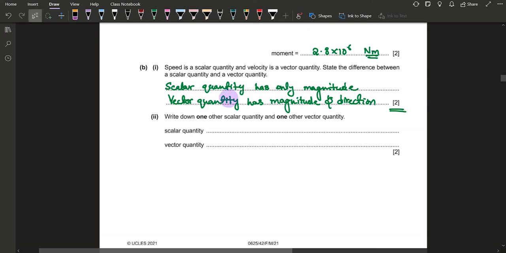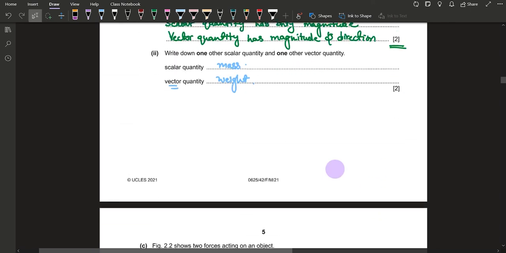Part 2 says write down one other scalar quantity and one other vector quantity. So a scalar quantity, as you know, is only magnitude. So we can write mass here. Any example, mass. And for a vector quantity, I'm going to write something similar to mass, which is going to be weight, because mass doesn't have any direction and weight has direction, which is downwards.